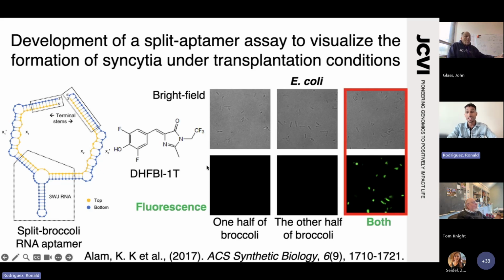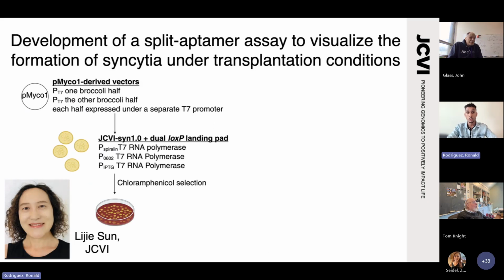What you can do is split the broccoli aptamer. In E. coli, if you have cells that only make one half of the broccoli aptamer, you get no fluorescence. If you have cells that express the other half, you get no fluorescence. But in the presence of this non-fluorogenic substrate, if you express both halves individually in E. coli, you get fluorescence. So we want to take such a system and adapt it to mycoplasma.